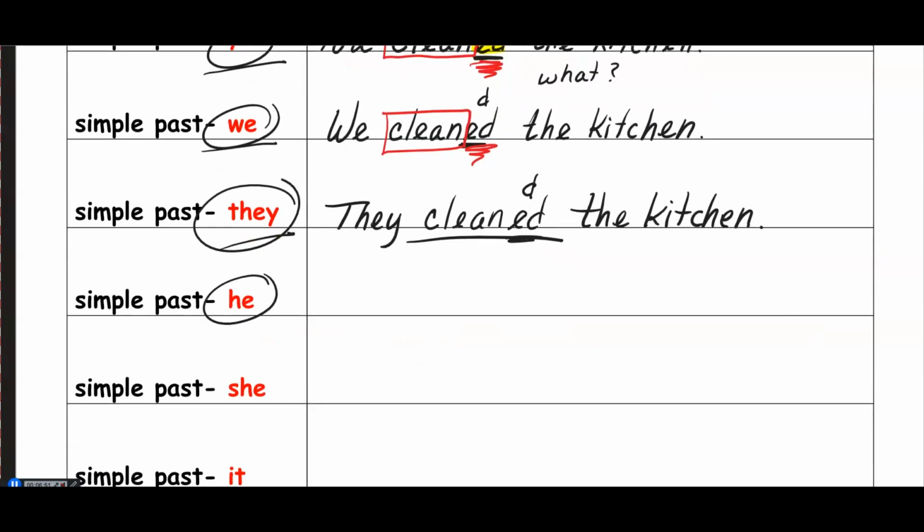Next person is he. Capital H-E. Cleaned. There's the ed, right? Ed. That's all you do for this simple past tense. Put ed at the end of the verb for regular verbs. He cleaned the kitchen.